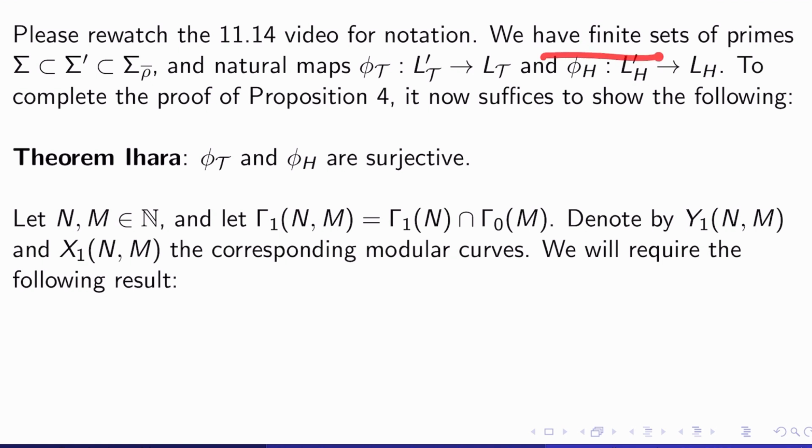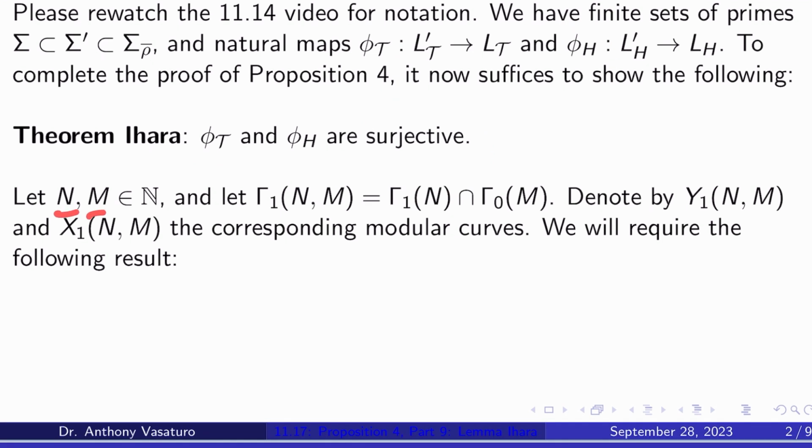From there, we have finite sets of primes, sigma and sigma prime, in our set sigma sub rho bar being our plausibly modular representation, and natural maps that we called phi sub t from L prime sub t to L sub t, and phi sub h from L prime sub h to L sub h. To complete the proof of proposition 4, which is the thing that has taken us the most time to conquer, it now suffices to show the following, which we called theorem or lemma Ihara from a previous video. These maps, phi sub t and phi sub h up here, are surjective. So we're going to prove that today.